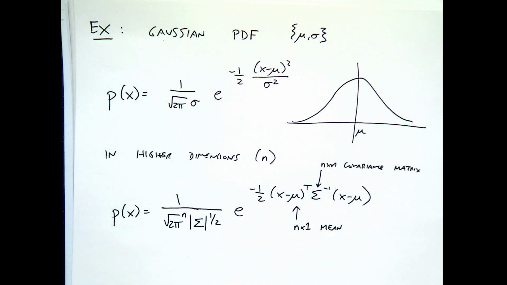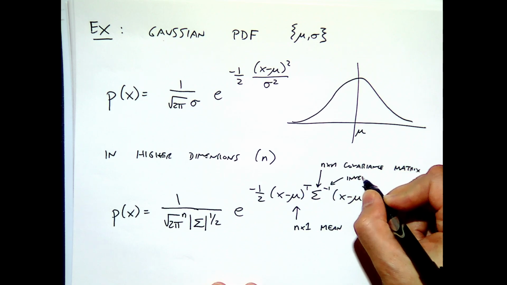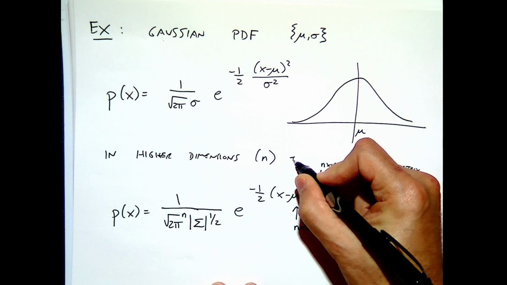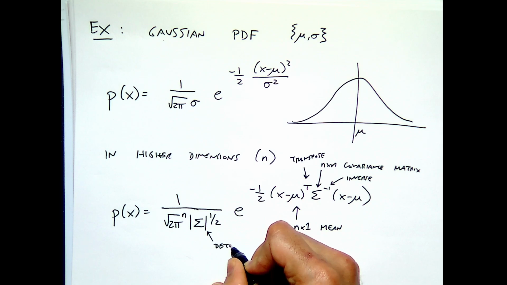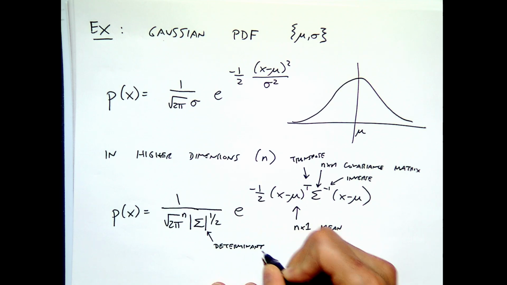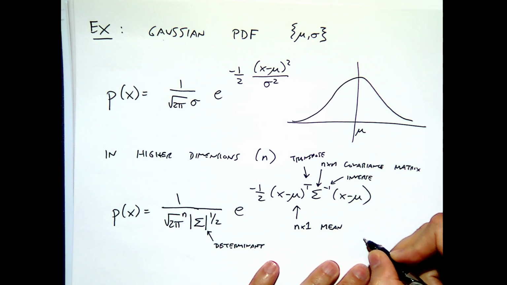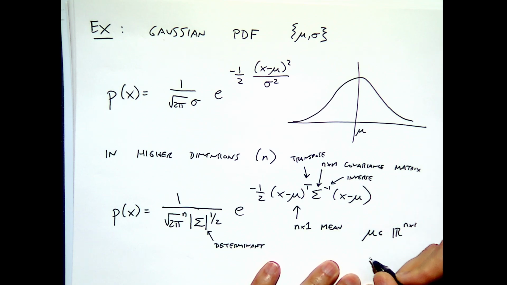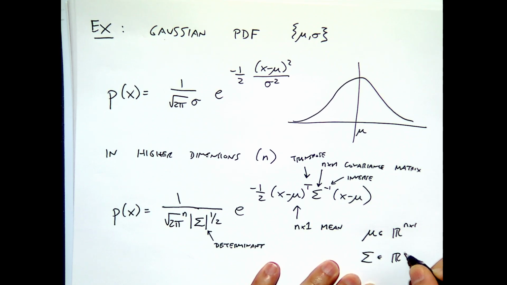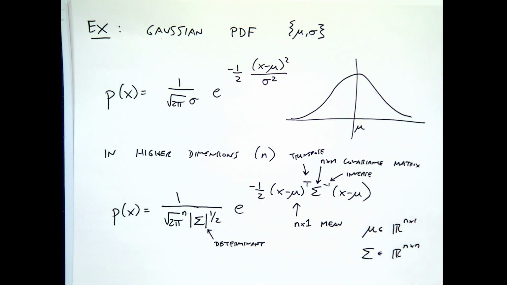And then again, just some linear algebra notation that hopefully you're familiar with, right? This thing here is the inverse. This thing here is the transpose of a vector. This thing here is the determinant of a matrix. All of that is basic terminology that I'm spitting out along the way. So the key idea here is that the parameters are a real valued vector of n mean numbers, and a symmetric, positive definite n by n matrix of covariances, okay?